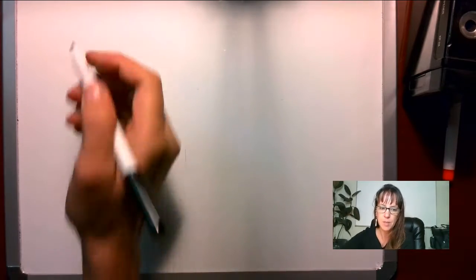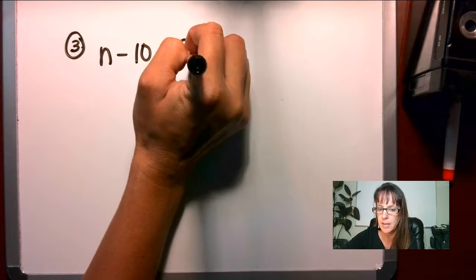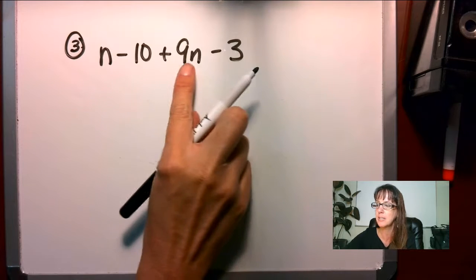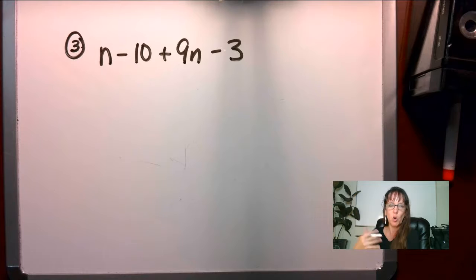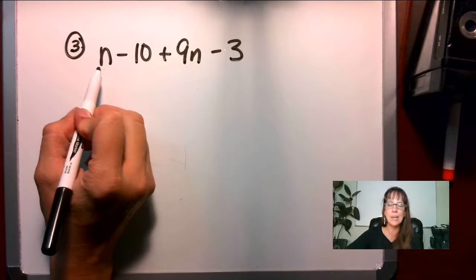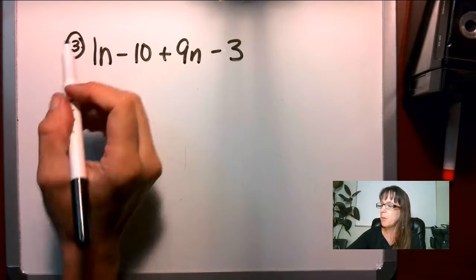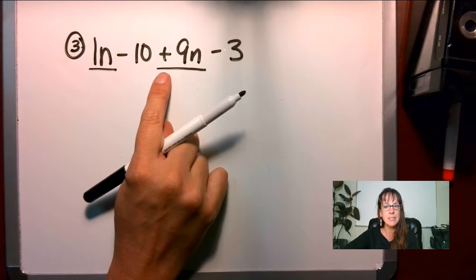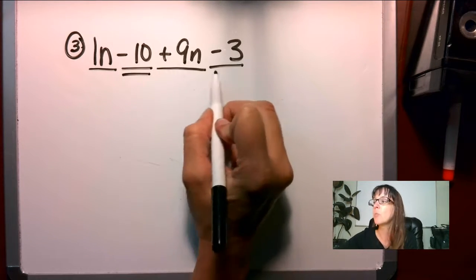Let's look at number 3. We have n minus 10 plus 9n minus 3. Again, chunks are broken up by addition and subtraction. So we have 4 chunks here. Do you see those? So we're going to start with our ones with our variables. Again, we're lazy mathematicians. We don't like to write the number 1 in front of our variables. But we have this guy, and we have this, which I've underlined the operation that comes before it. I'm going to underline these guys with those operations.